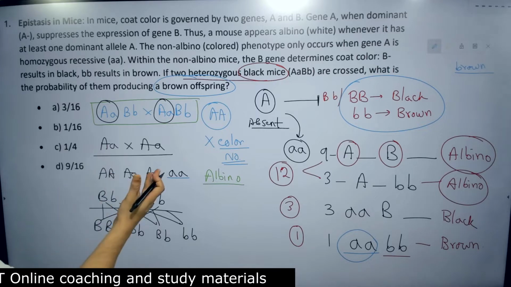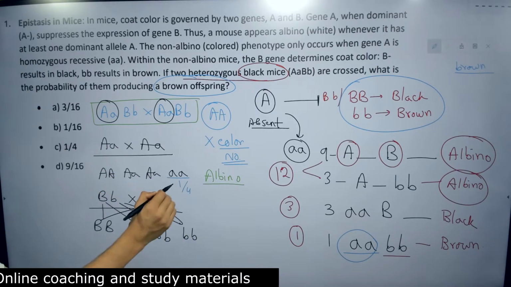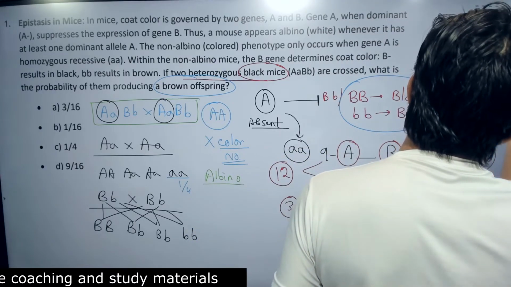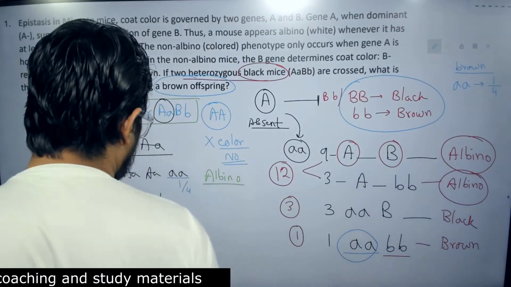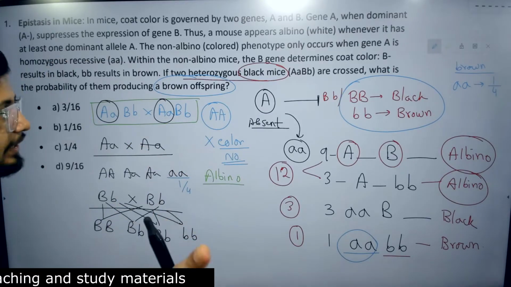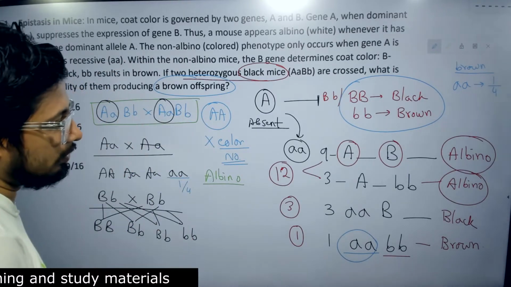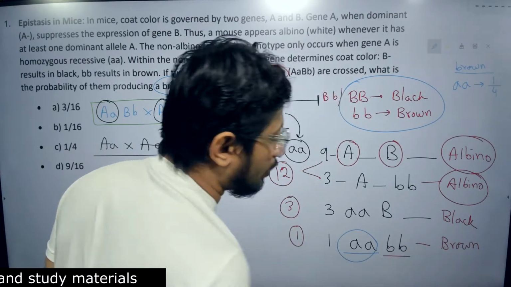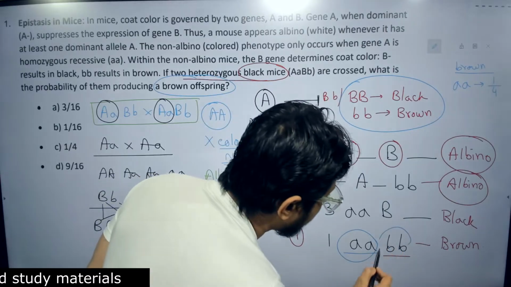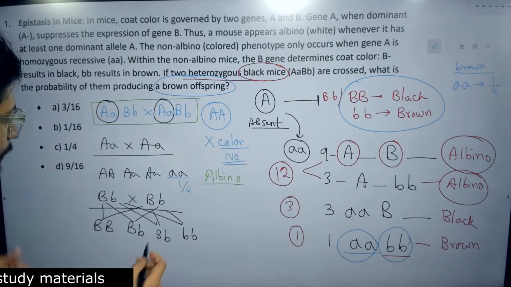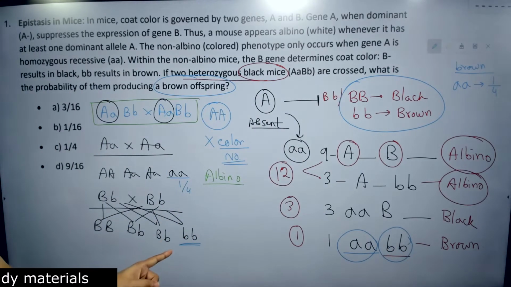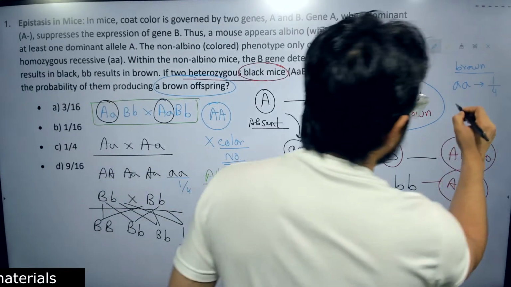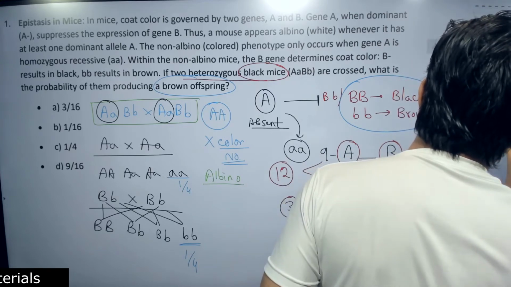Here we can easily see that 1 out of 4 is only small a. So for brown we need small a, and the probability of that is 1 out of 4. Clear? First part is clear. Next, to become a brown you also need what? If capital B is there it will be black; if small b is there, it will be brown. So to get brown we need small b as well. What is the probability to get the small b genotype? In this cross again the probability is 1 out of 4 to get a small b.